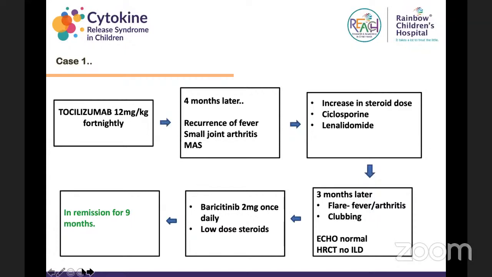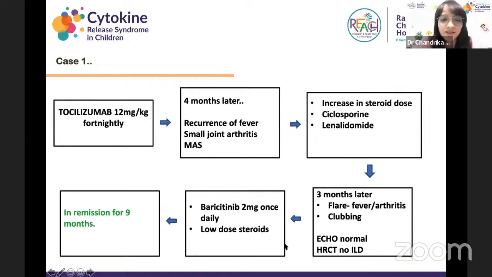And quite worryingly for me, she came back with clubbing this time as well. So we did a CT scan of her thorax, but it did not pick up any evidence of interstitial lung disease. We also did an echocardiogram, and her pulmonary pressures were normal. So I still don't know why this girl has developed clubbing.